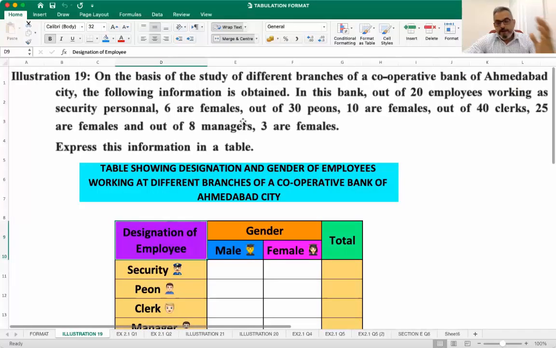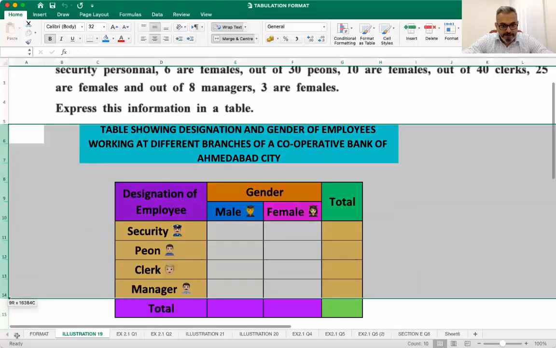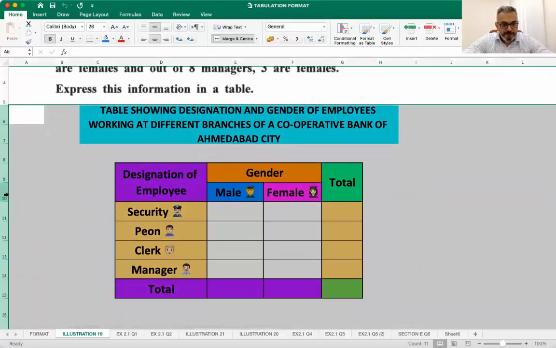Now, if you see illustration number 18 in the textbook, it is basically a simple tabulation, a simple table where designation and number of employees are given. Now we are going to see sums of manifold, that is, multiple attributes. So we'll start with illustration number 19. First I'll read and make you understand, then you make the format. Now, let me hide this for a while so that you don't start making the format.